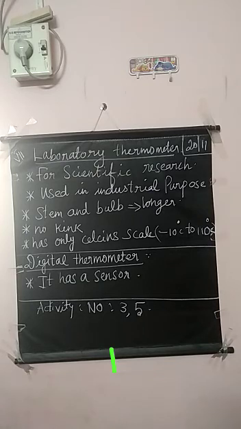One is that the stem and bulb are longer, and there is no kink in the laboratory thermometer. One more difference is that the clinical thermometer has two scales, Celsius and Fahrenheit. But the laboratory thermometer has only one scale, the Celsius scale, ranging from minus 10 degrees Celsius to 110 degrees Celsius. These are the things about the laboratory thermometer.